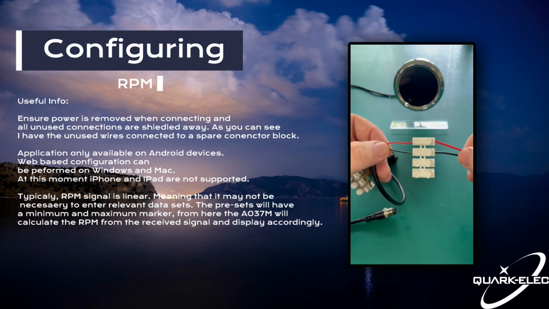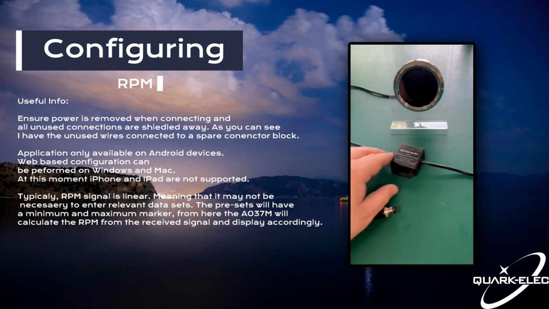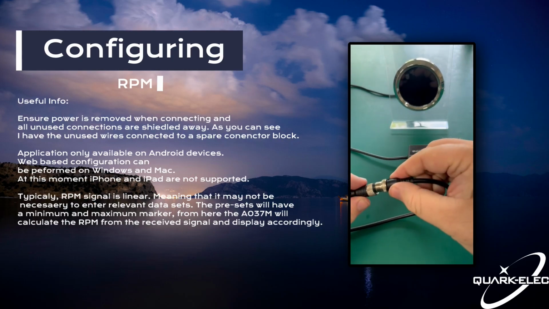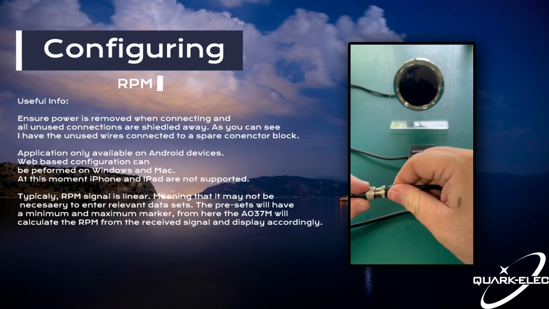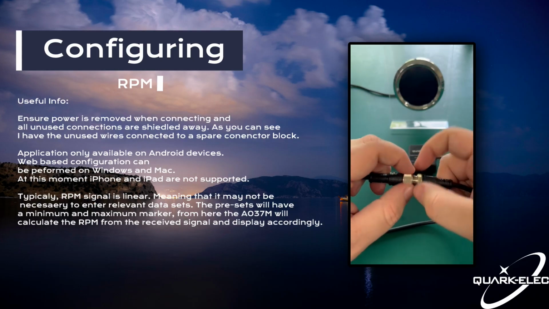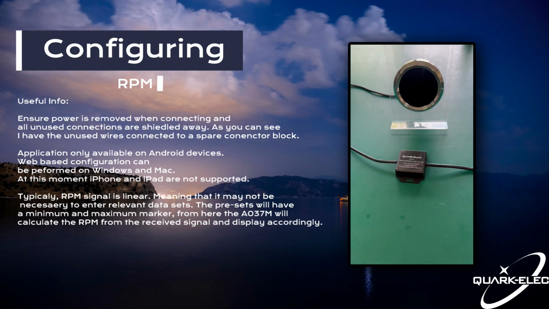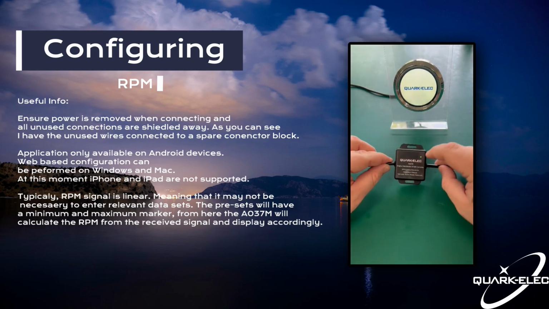You'll notice there are two presets relating to the maximum RPM. In these cases, no further changes or datasets will need to be added as the A037M will be able to calculate between the minimum and maximum values. Next, we can connect the N2K drop cable and enable power. A green LED indicator will be solidly lit when powered on.